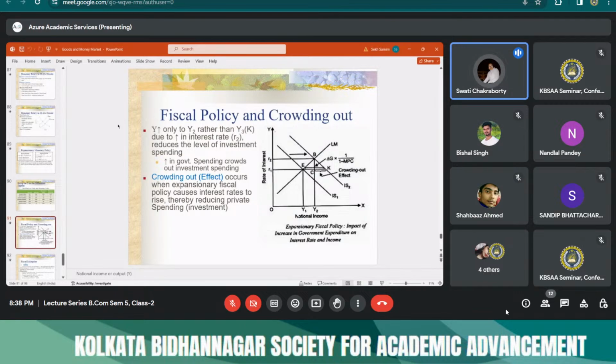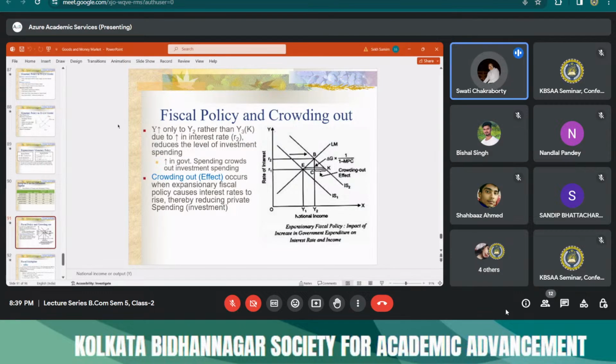So private investors, those who want to take loans for different business projects, would start reducing; they won't be so interested to borrow money. So private spending or investment will go down, and ultimately the new equilibrium position will be at point B. There will be an increase in income, but not to the full extent. It's not from E to K, but from E to B.